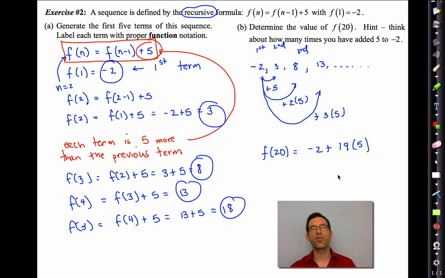See, it's tricky because you'd think, oh, well, I should add 5 20 times. But no, you only add it 19 times because you start at the first term, and when you do that, you get the 20th term is 93. There we go. It's kind of cool. So, pause the video, write down anything you need to, and then let's keep going. All right, let me clear out the text.